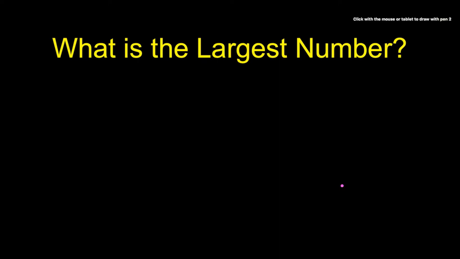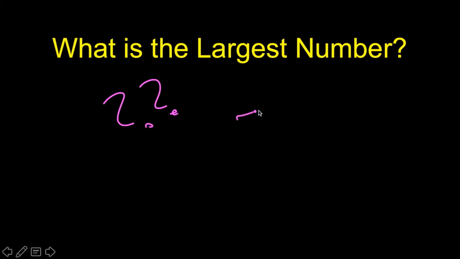What was the largest number? Well, it wasn't too hard. It was 74. But that's not the question. How did your brain arrive at 74?